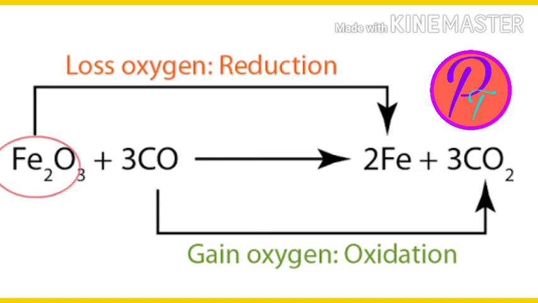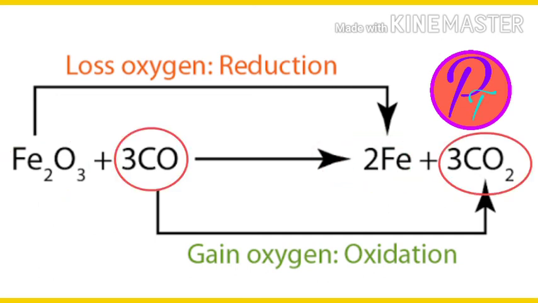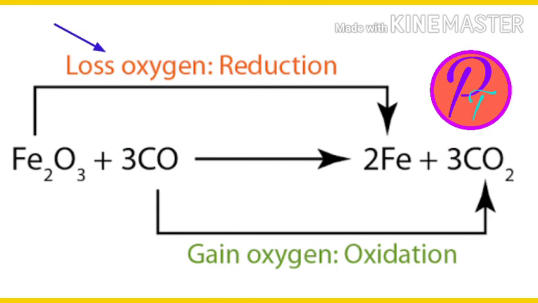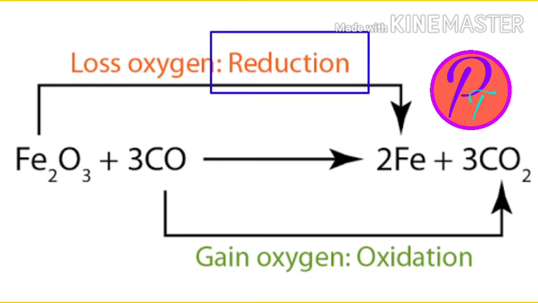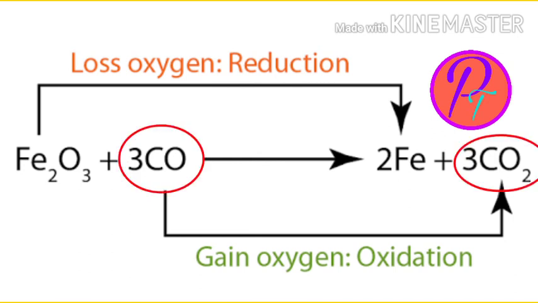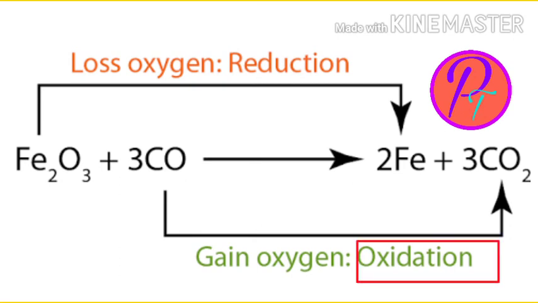In this reaction, the iron oxide converts into iron and carbon monoxide converts into carbon dioxide. Iron oxide converts into iron by the loss of oxygen. In other words, we can say that iron oxide is reduced to iron by the loss of oxygen. Hence, it is reduction. On the other hand, the carbon monoxide converts into carbon dioxide by the gain of one oxygen. So, we can say it is the oxidation. That means the carbon monoxide is oxidized to carbon dioxide.